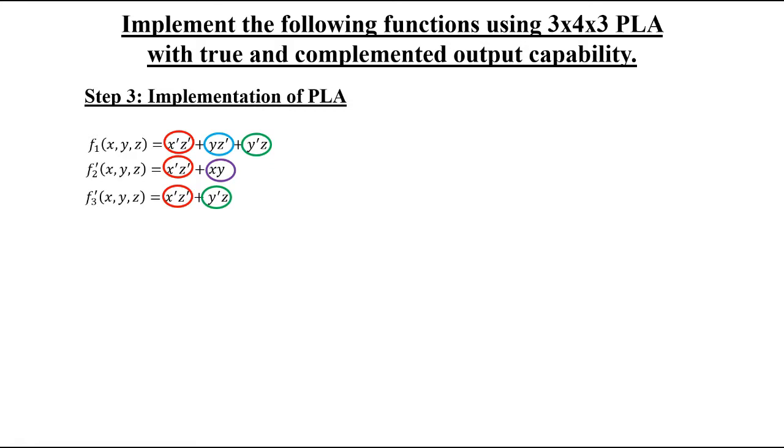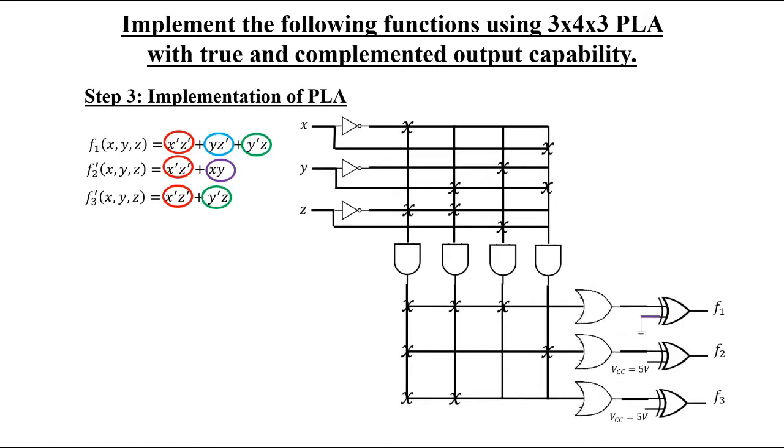The 3 times 4 times 3 PLA is represented as 3 inputs, which are X, Y, and Z, while 4 represents the number of minterms. And the last number 3 represents the 3 outputs, which are F1, F2, and F3. This is the implemented PLA for F1, F2, and F3.